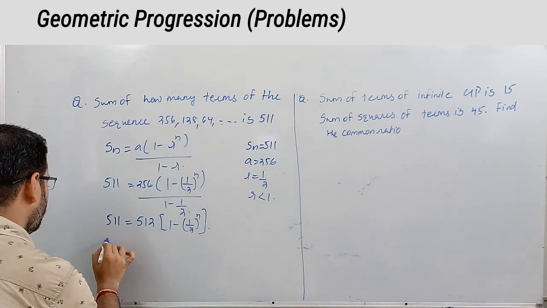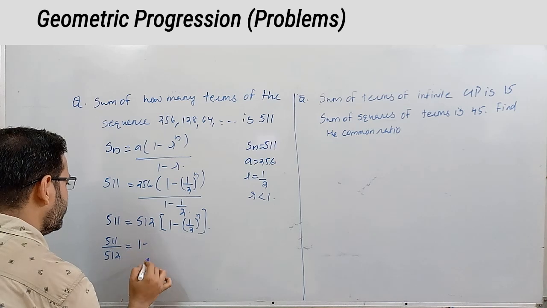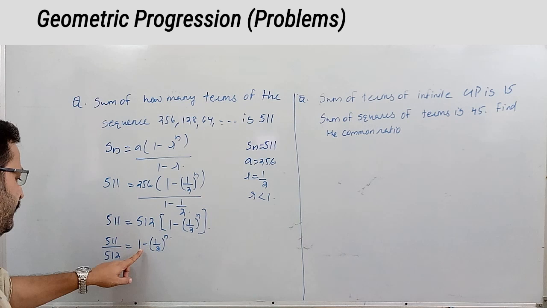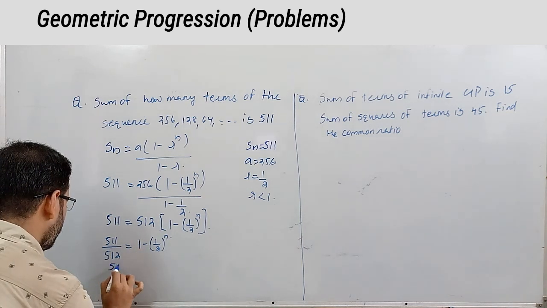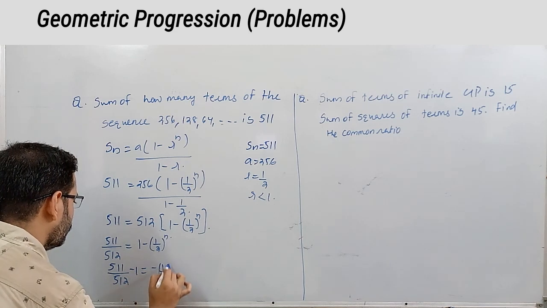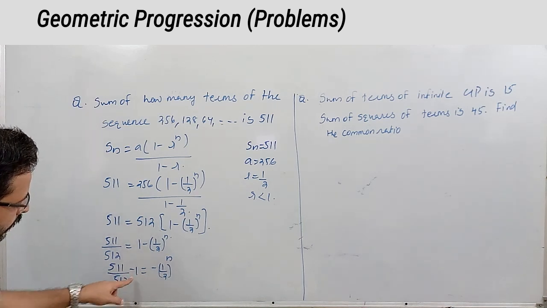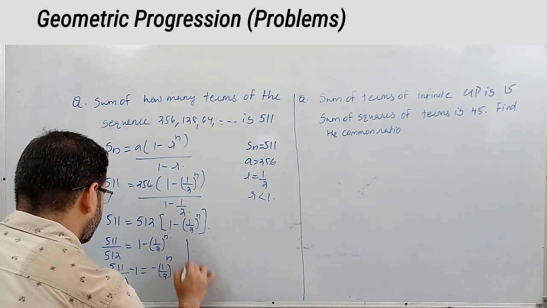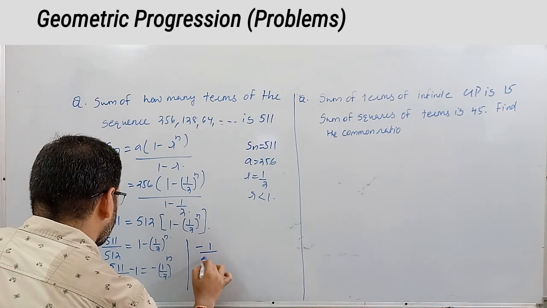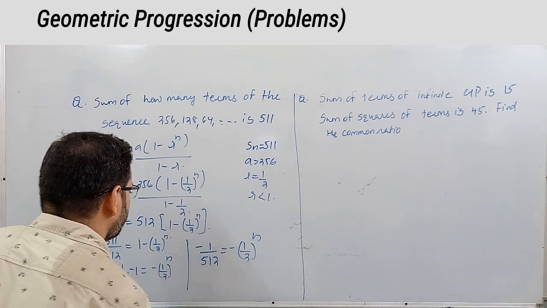Now 511 divided by 512 is equal to 1 minus 1 by 2 the whole raised to n. Now taking 1 to the LHS, 511 divided by 512 minus 1 is equal to minus 1 by 2 the whole raised to n. Now taking LCM, this becomes 512. So that means minus 1 divided by 512 is equal to minus 1 by 2 the whole raised to n.